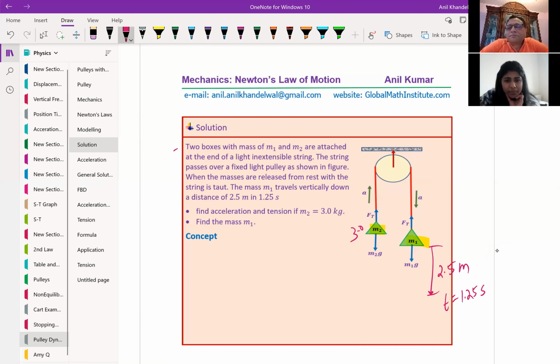Is your diagram accurately drawn? Yes. What do you think? Why is it not so accurate? I just want to know because I don't know what M1 is, and M1 you have to find. M2 is the lighter one, it will go up. M1 is heavier, it is greater than, and because it goes down, it is to be found.